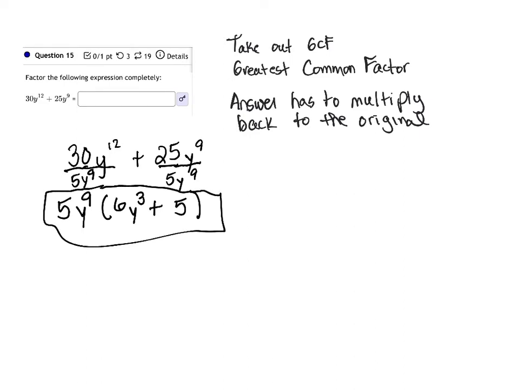Not just what you take out, but the entire answer, because all of this has to multiply back to that original 30y to the 12th plus 25y to the 9th. You can use the distributive property to check it. 5 times 6 is 30, y to the 9th times y cubed: 9, 10, 11, 12, that goes back to y to the 12th. 5y to the 9th times 5 goes back to 25y to the 9th. So it checks.